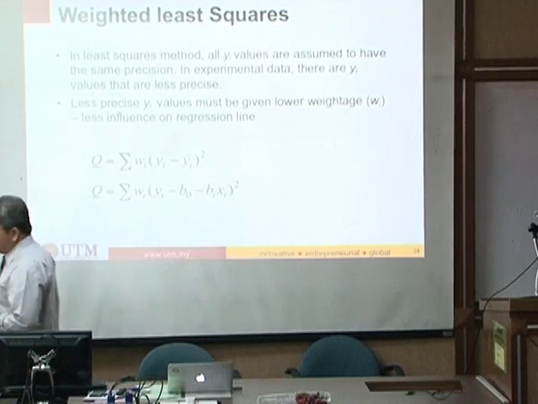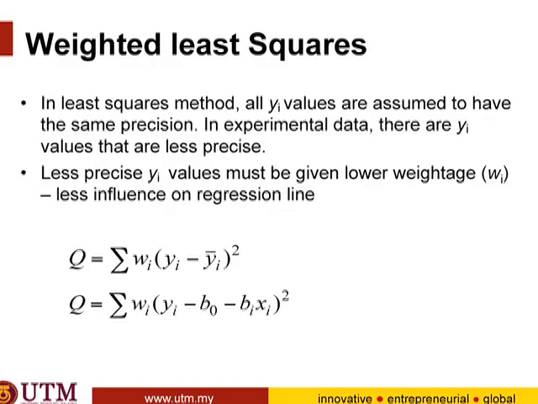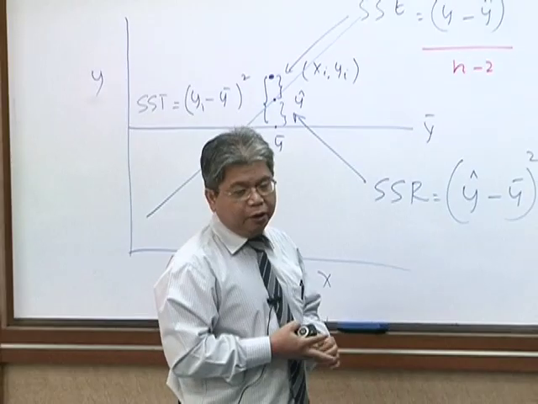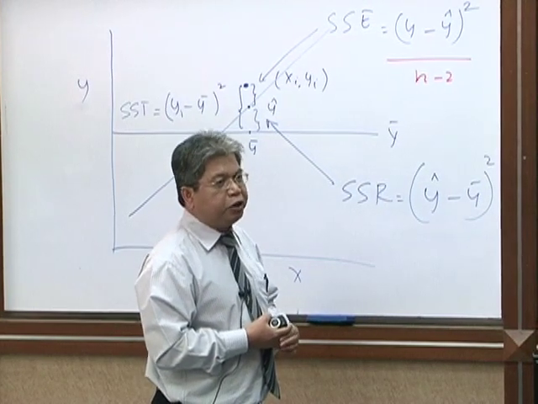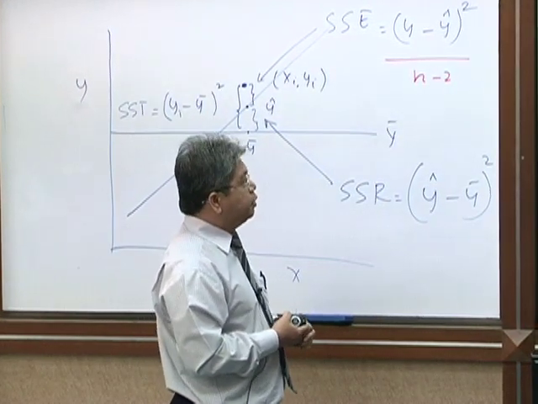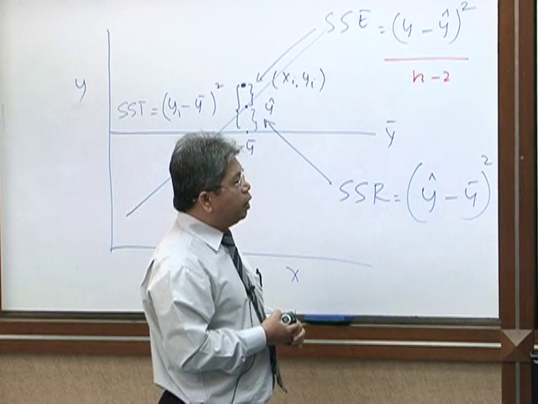Next, we take a look at weighted least square. It's another form of least square method, whereby we give some weightage. We put some weight on certain observations. Why are we doing this?